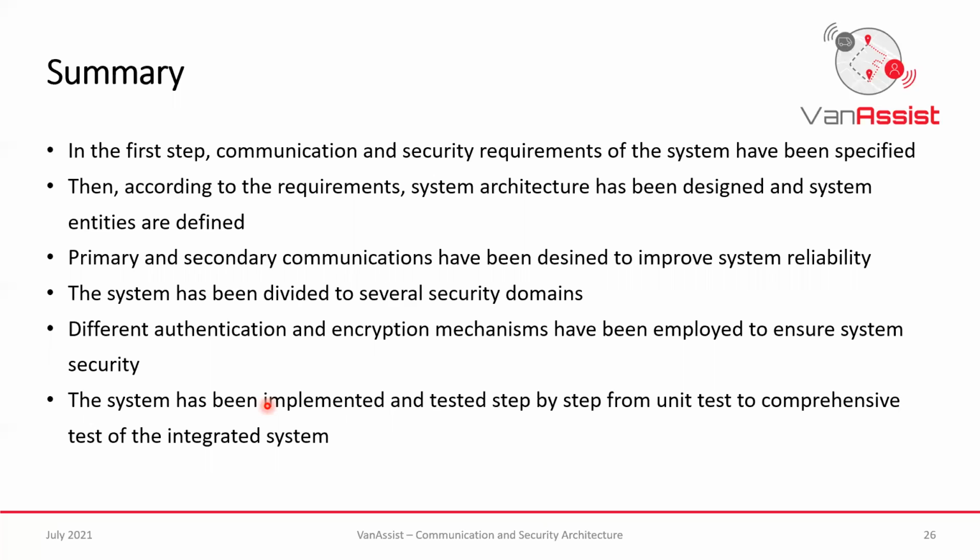So in order to have a summary of this presentation, we can summarize that in the first step, communication and security requirements of the system have been specified. Then, according to the requirements, the system architecture has been designed and system entities have been defined. Then the primary and secondary communication paths have been designed to improve the system reliability. Then the system has been divided into several security domains to increase the security. Different authentication and encryption mechanisms have been employed to ensure system security.